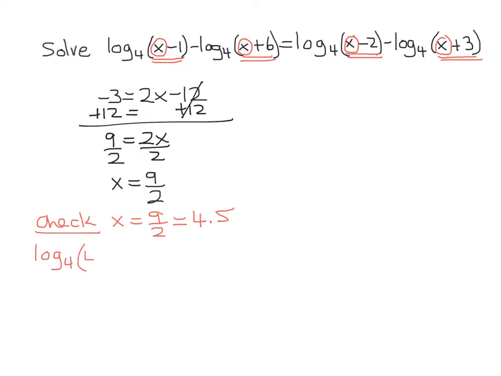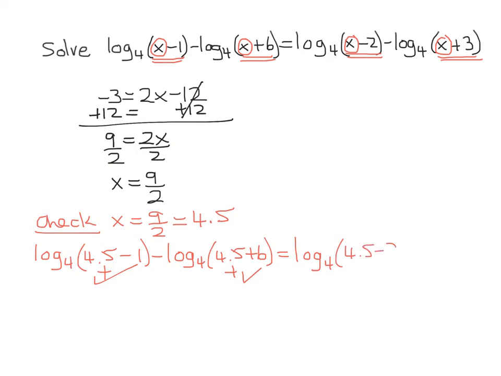Log to the base 4 of 4.5 minus 1. Is that a positive number? Yes, good. Minus log to the base 4 of 4.5 plus 6. Is that positive? Yes. So far, so good. Equals log to the base 4 of 4.5 minus 2. Is that positive? Yes. Minus log to the base 4 of 4.5 plus 3. Is that a positive number? Yes. So we have just proved that this answer is not extraneous. We haven't proved it's totally correct. To do that, we'd have to complete the checking process, but all you have to do is make sure your solution is not extraneous.